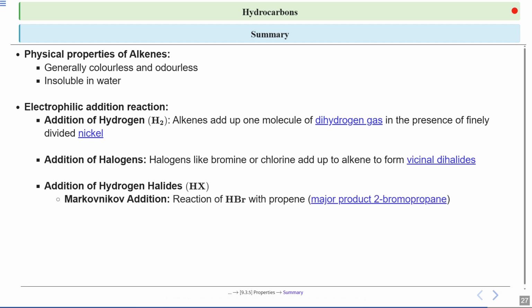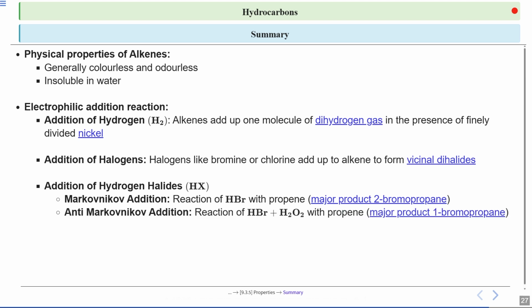How? In Markovnikov addition, when HBr is reacting with the propene, the hydrogen atom attaches to that carbon with more number of hydrogens present already, and the bromine atom attaches to the carbon with fewer hydrogens. This produces 2-bromopropane as the major product. Next, we have the anti-Markovnikov condition, where we have a peroxide present in the reaction mixture. Here the bromine atom attaches to that carbon with more number of hydrogens, contrary to that of the Markovnikov addition, resulting in the formation of 1-bromopropane as the major product.